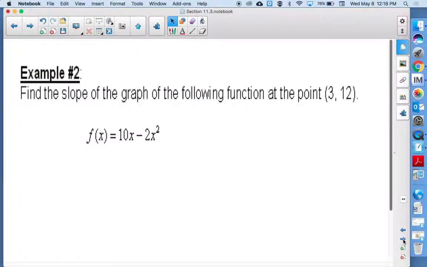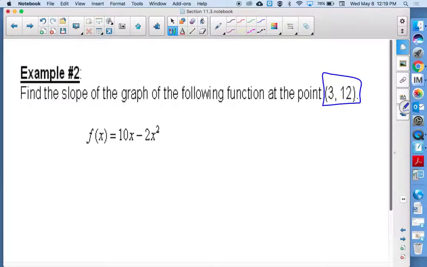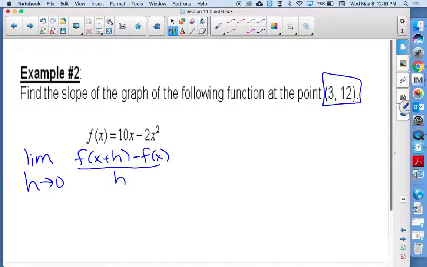And I have a feeling I didn't erase mine. Oh, I did. So find the slope of the graph. That really means find the slope of the tangent line at the following point, which is 3, 12. We're going to ignore that point for now. We're just going to try and find the slope of the graph. And to find that slope, we're taking the limit as h approaches 0 of f of x plus h minus f of x all over h. You will use this little formula so many times at the beginning of next year.